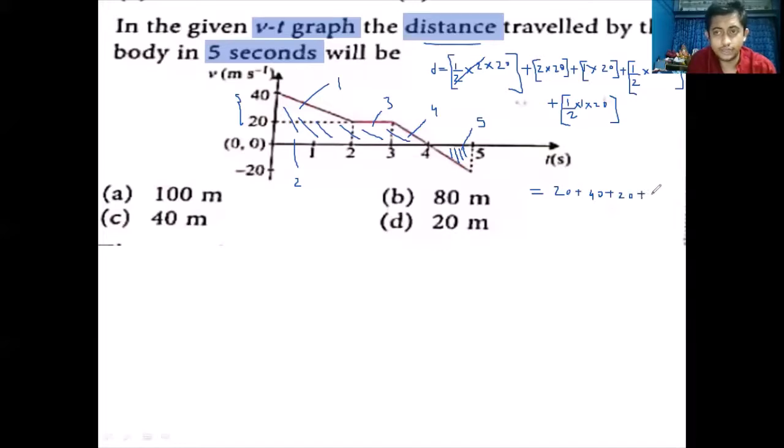plus 10. 20 divided by 2 is 10, plus 10. So let's add it. 40 plus 20, 60. 60 plus 20, 80, 90, 100. So the correct answer is 100, option A. Let's move on to the next question.